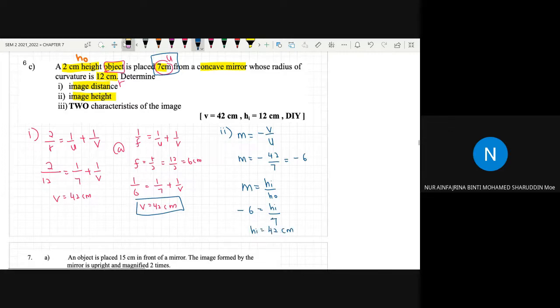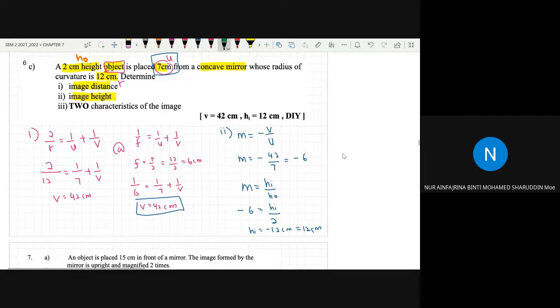42. Apa Miss merepek ni? Tengok Miss tulis 7 sebab awak tahu. Okay, awak akan dapat negatif 12 cm. Tetapi ini kan ketinggian. Ketinggian kita tak perlu tulis negatif. So 12 cm. Okay, very good Hana. Hana Miss tak habis lagi tahu dengan awak.